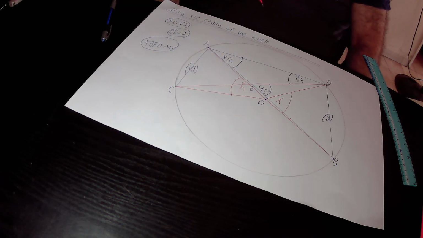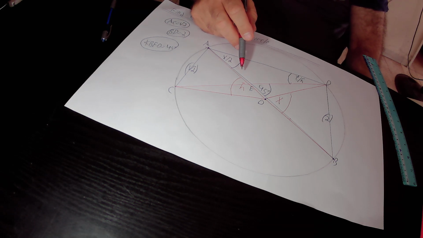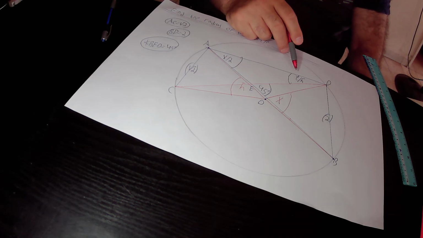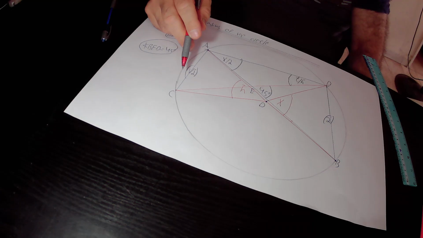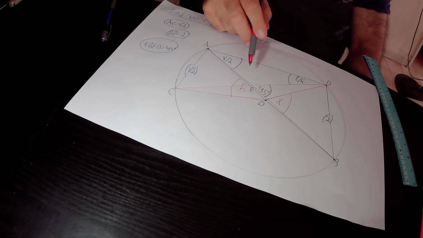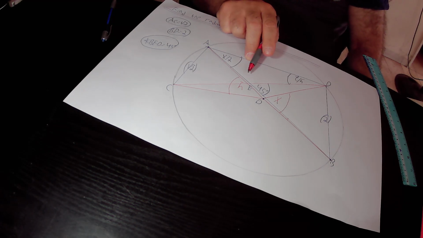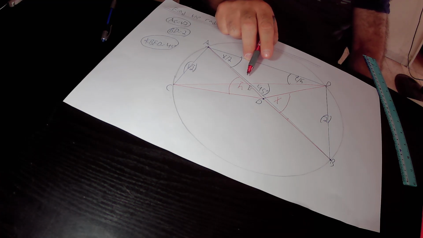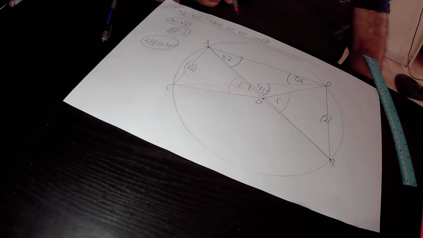I follow the fact that the size of the central angle is twice as large as the size of the peripheral angle that is subtended on the same chord. The size of this peripheral angle is y over 2, and therefore the size of this central angle AOC must be equal to y over 2 times 2, that is y, according to rule 13.